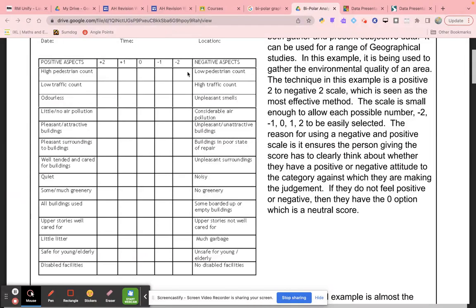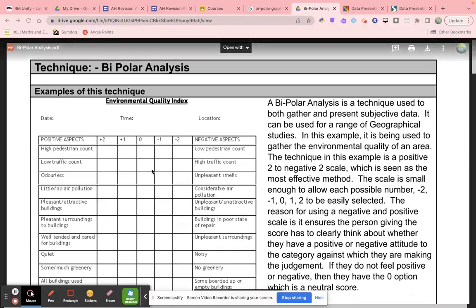If this was a -10 to +10 scale, then what would be the difference between -6, -5, and -4 might be quite difficult for the person to decide. So then they're creating more difficulties for themselves when giving the scoring. So that is one way of doing a bipolar analysis.